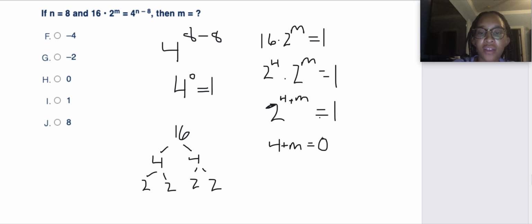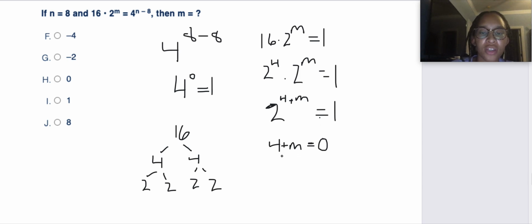And we're setting this 4 plus m equal to 0 because this has to be 0 for this to be true. 0 is the only number that can go here for us to raise 2 to a power and get 1. So 4 plus m equals 0.